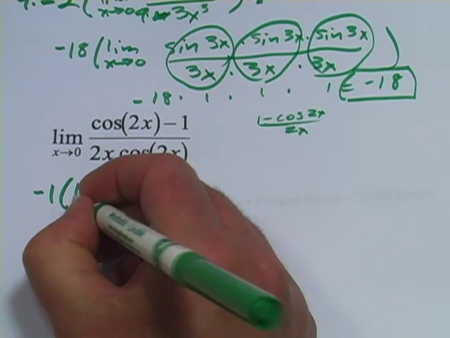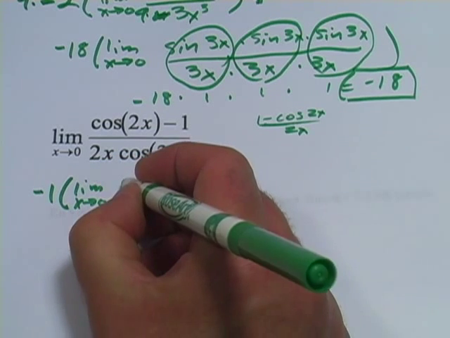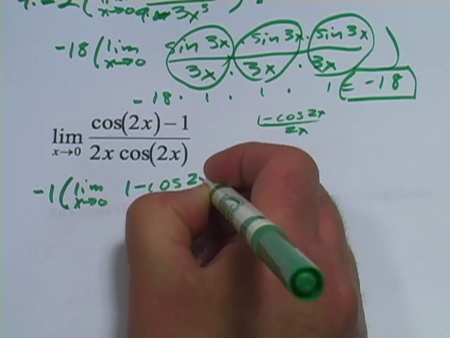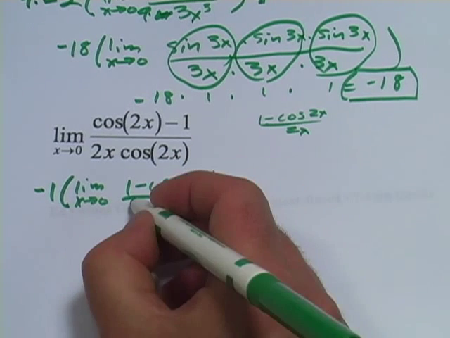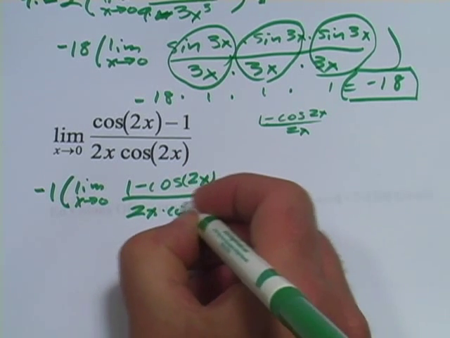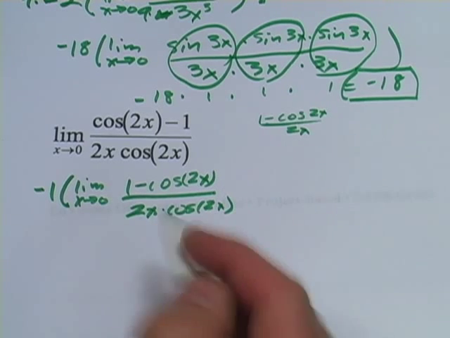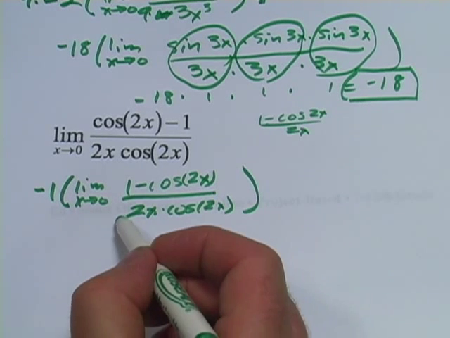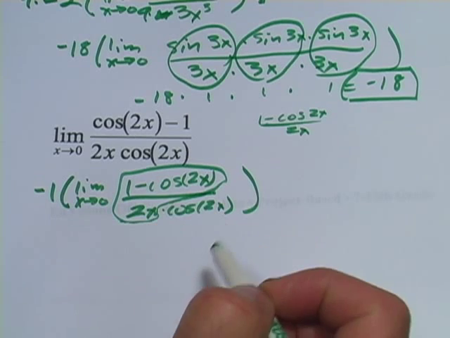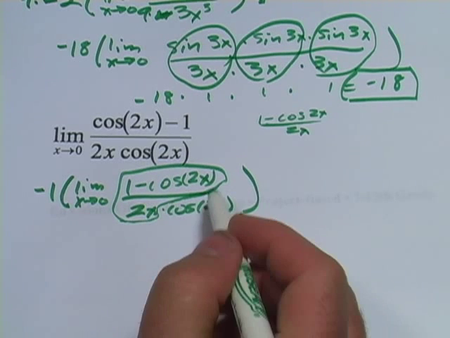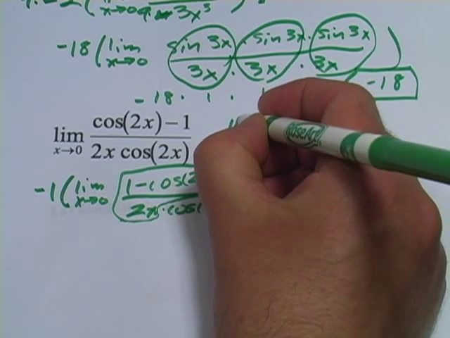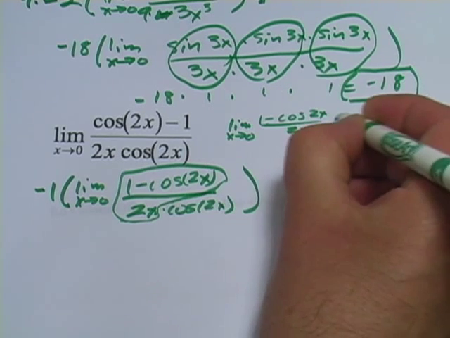Then I've got the limit as x approaches 0 of 1 minus the cosine 2x over 2x times the cosine of 2x. Now, you might see already that this chunk right here would become our special limit. And the limit of that as x approaches 0 is 0.